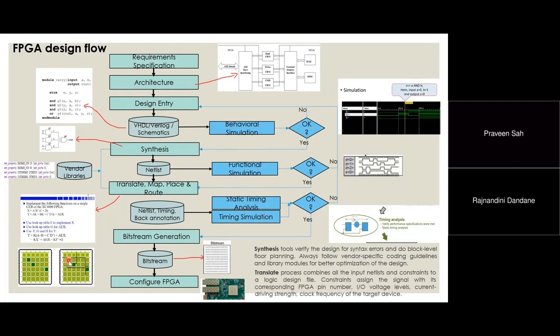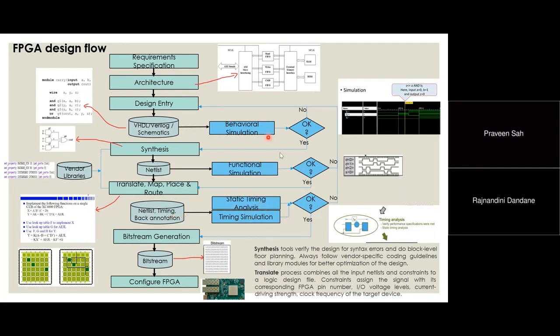There is something called slack, positive slack and negative slack. It is the difference between the actual and the expected arrival time of the signal, and you check all the setup time and hold time during these steps.